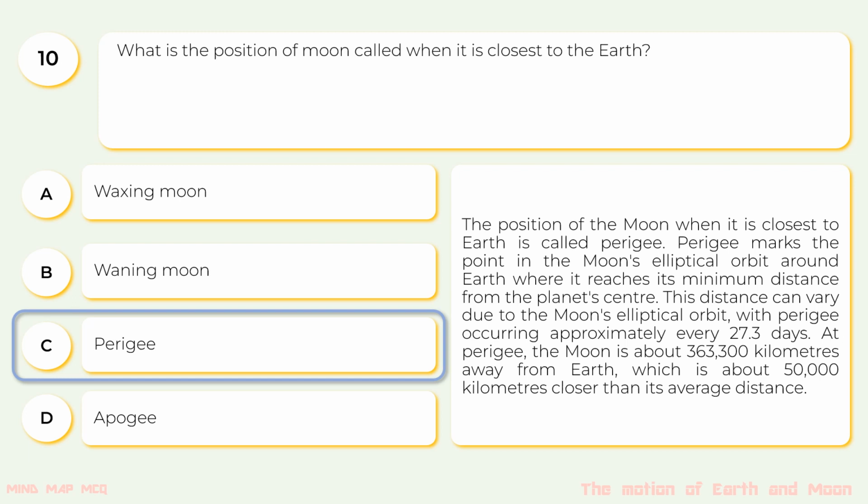Perigee marks the point in the Moon's elliptical orbit around Earth where it reaches its minimum distance from the planet's center. This distance can vary due to the Moon's elliptical orbit, with perigee occurring approximately every 27.3 days. At perigee, the Moon is about 363,300 kilometers away from Earth, which is about 50,000 kilometers closer than its average distance.